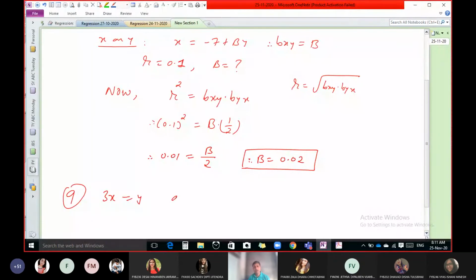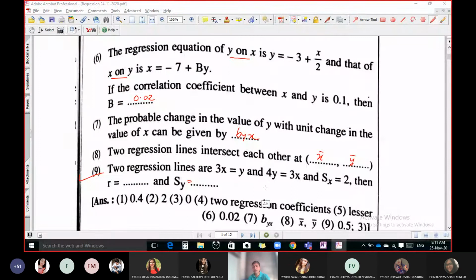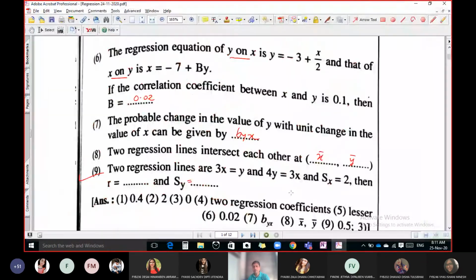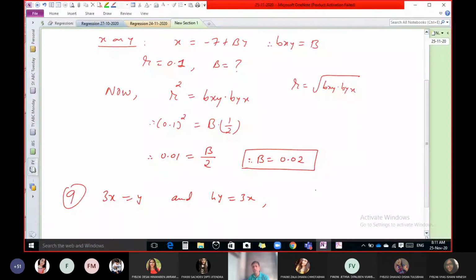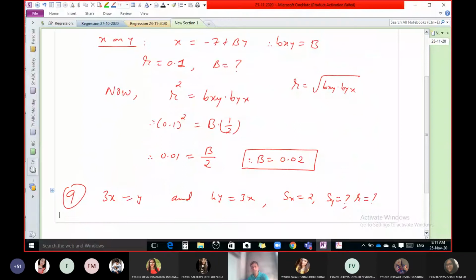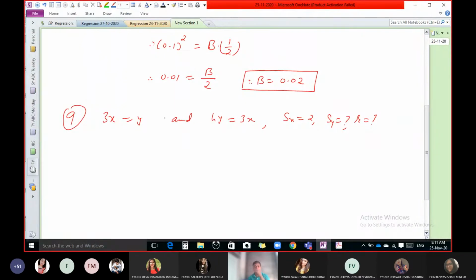3x equal to y, and the second regression line is 4y equal to 3x. We have the standard deviation of x is 2. We have to find the standard deviation of y and the correlation. Now listen, we don't know whether this is the regression line of x on y or y on x. That we don't know.